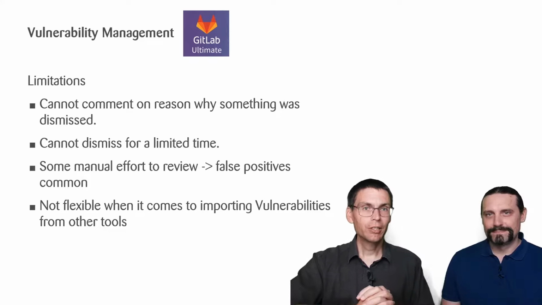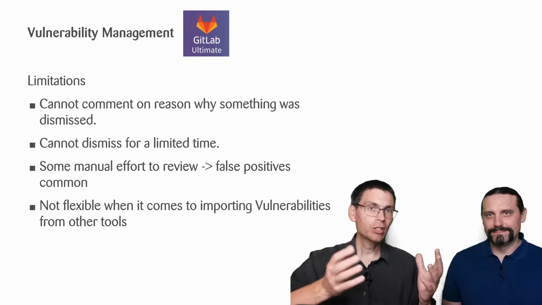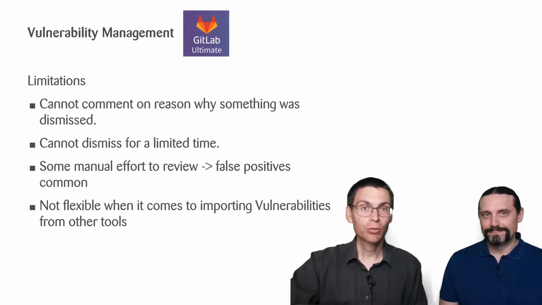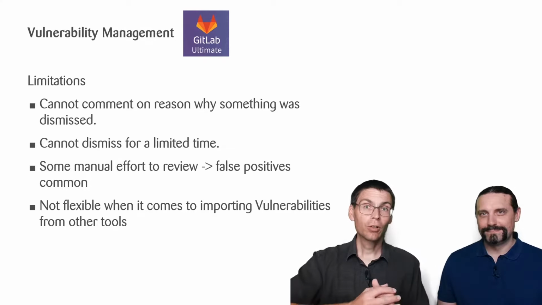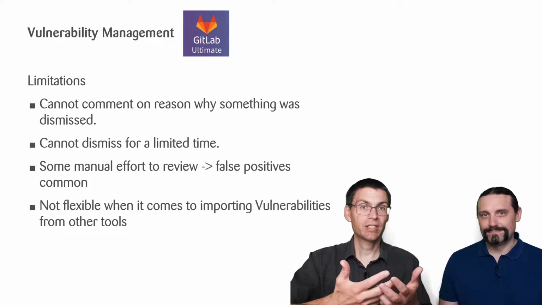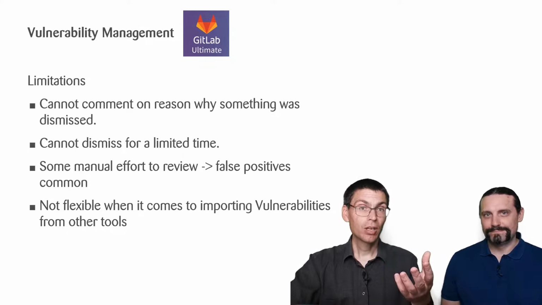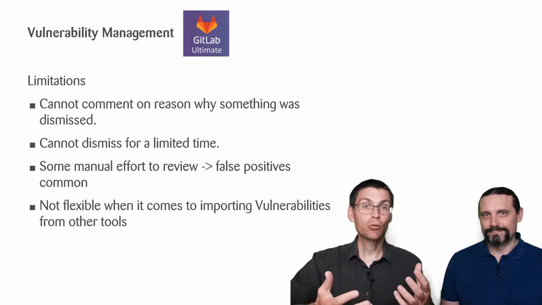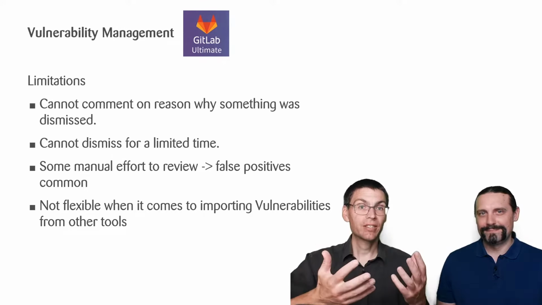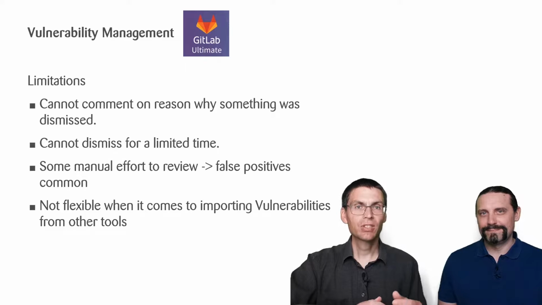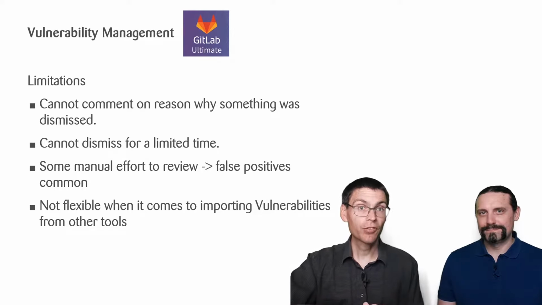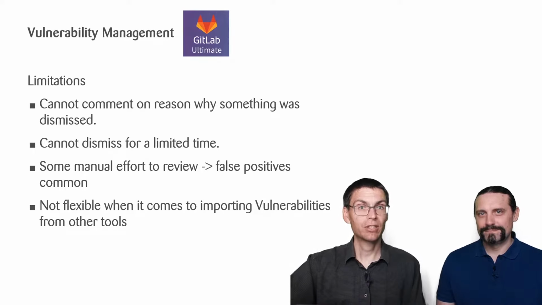While the GitLab Vulnerability Management tool is a good starting point for many of us, it also has its limitations, as Romano asked for. First of all, you cannot comment on the reason why something was actually dismissed. So if you dismiss an item, you will never have an idea why you dismissed it. Besides that, you also cannot dismiss for just a limited time. So it's not possible to say, okay, I'll accept this risk and dismiss for, say, 6 months, and then I want to review that risk.